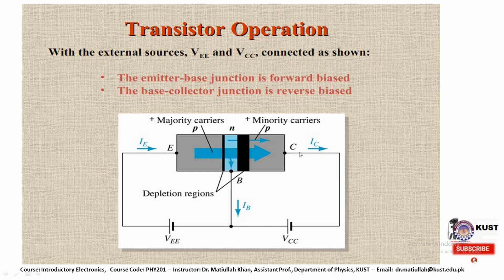Keep in mind the magnitude of the collector current is around 95 to 99%, while the magnitude of the base current is around 1 to 5%. So it depends upon the doping level and the configuration of the BJT. But anyhow, the magnitude of the collector current is much greater than the base current, and the base current is only used to control the collector current.